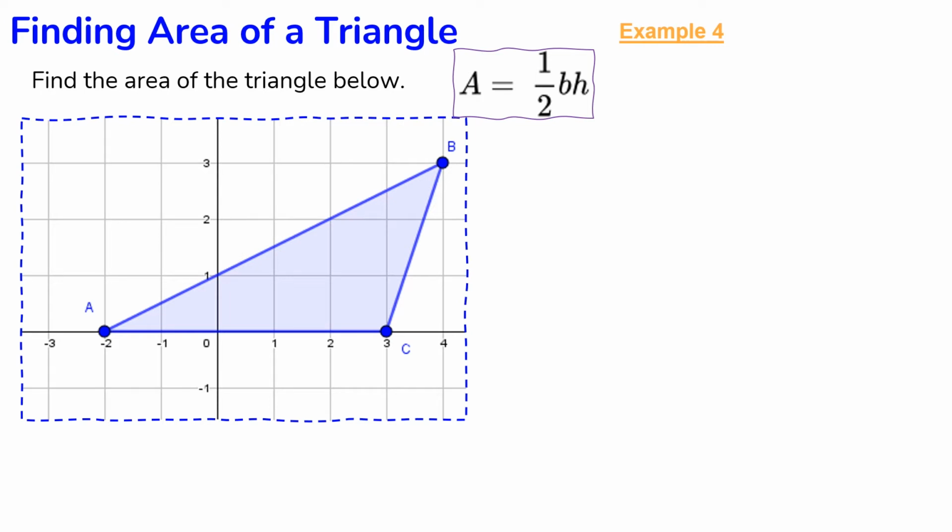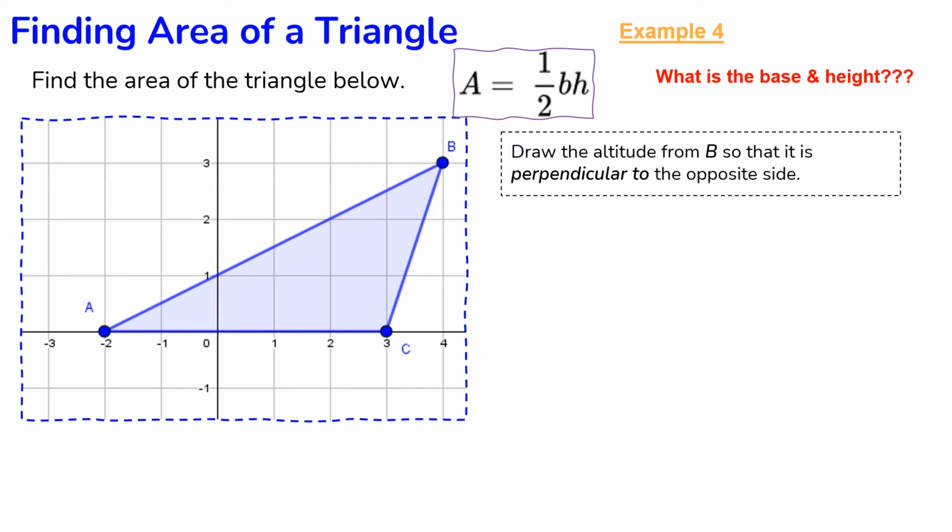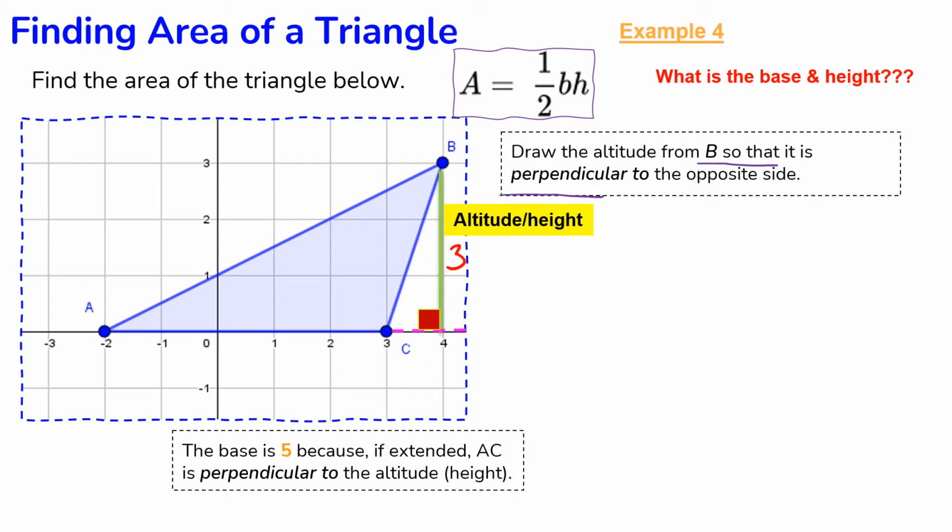So the first thing we want to do is figure out what is the base and the height. And so to find the height, we can draw the altitude from point B so that it is perpendicular to the base. Remember, it's going to make that right angle with the base. And so if I draw a line from B down to the base, that's my height or my altitude, because if I extend side AC, it's going to be perpendicular. And so my height here is 3. All right. The base is 5 because if extended, AC is perpendicular to the altitude or the height.